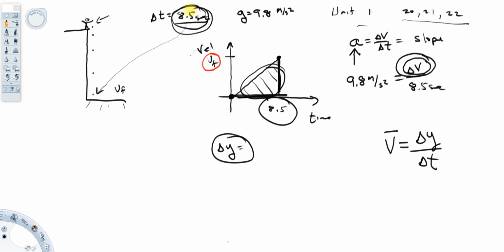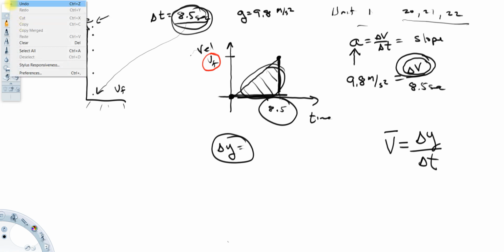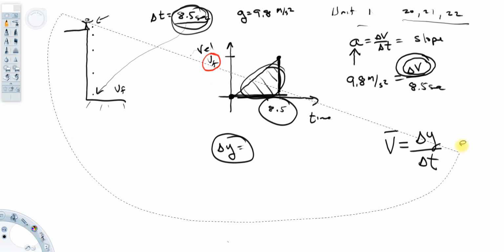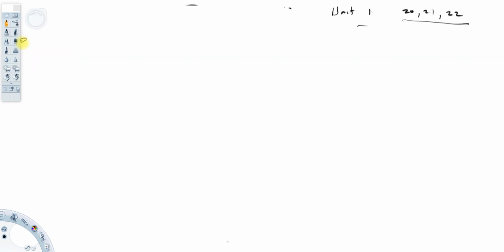I'm going to go ahead and move on here and talk about 21. Got to get rid of some stuff here first. There we go. All right, so 21, it's got a picture of a roller coaster.